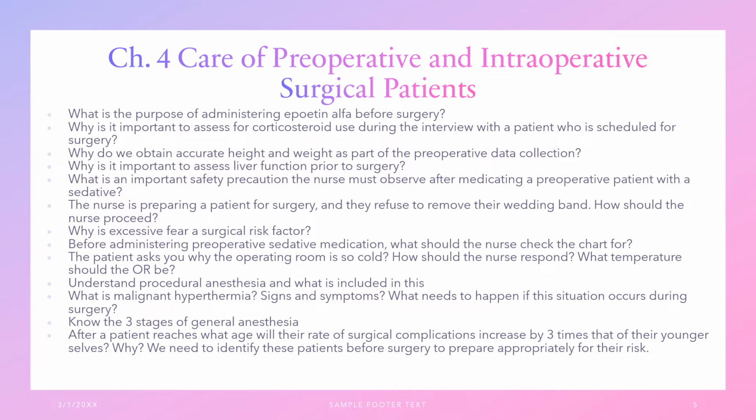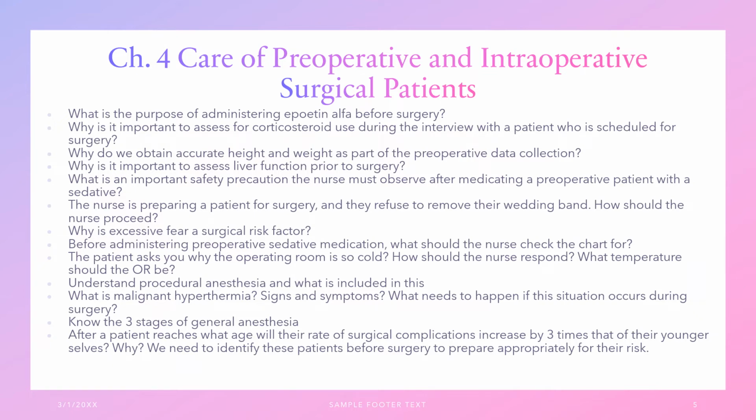The patient asks you why the operating room is so cold. How should the nurse respond? What temperature should the OR be? We can find this information on page 77. The temperature in the OR is kept at 66 to 70 degrees. This is to discourage microbial growth and to keep the surgical team comfortable while they're under the bright lights and in many layers of surgical clothing.